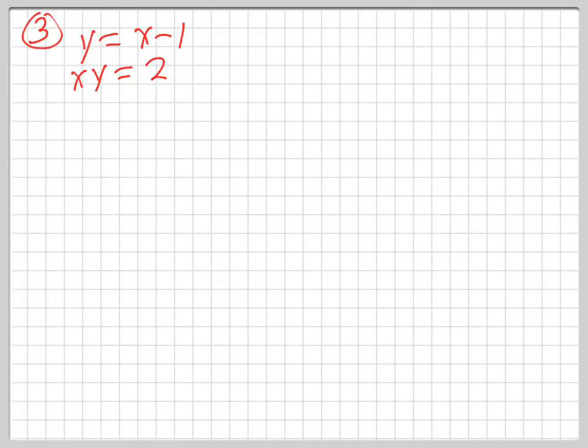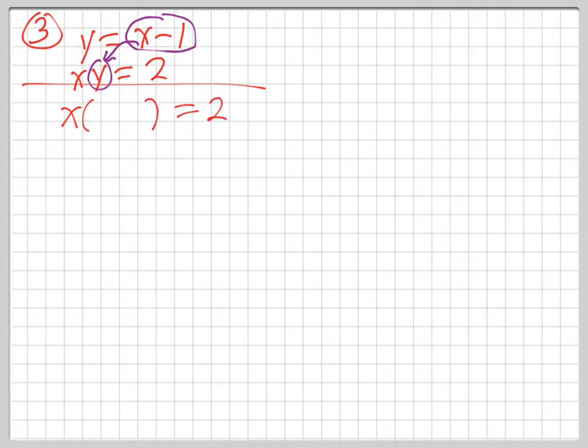Number 3, here we have two equations. So what we're going to do is again plug in the top equation in for y in the second equation. So that second equation will become x times, and I'm plugging in x minus 1 in the place of y, because the top equation tells me that y equals x minus 1. That means y is x minus 1, which means I can replace y with x minus 1.